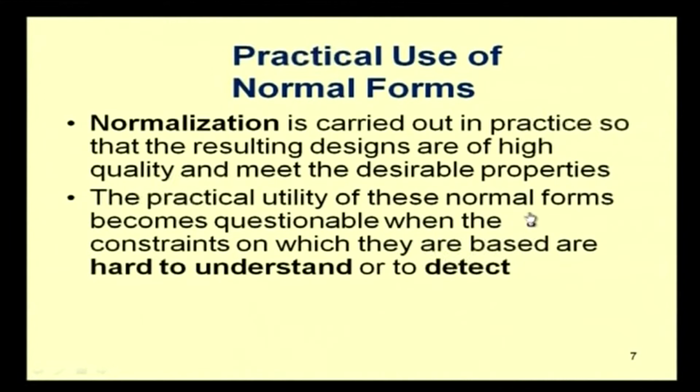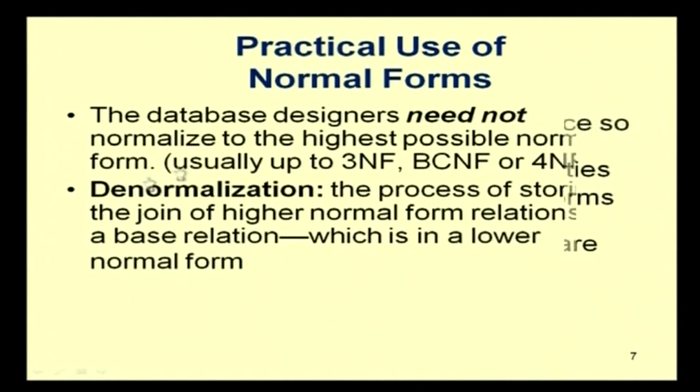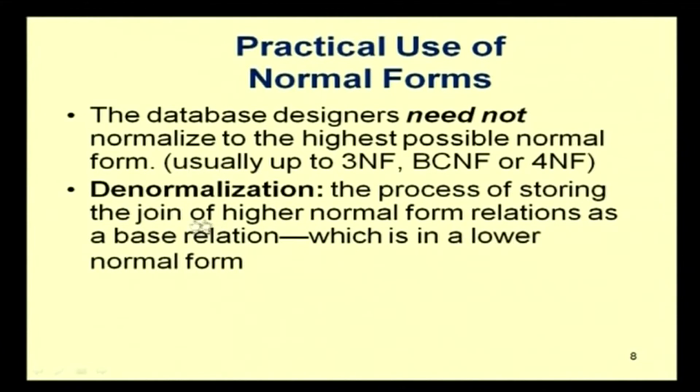The practical utility of these normal forms becomes questionable when the constraints on which they are based are hard to understand or to detect. So, the database designer need not normalize to the highest possible normal form. Normally, they go up to third normal form or Boyce-Codd normal form, very rarely up to fourth normal form. So, it does not go up to fifth normal form. And denormalization, the process of storing the join of higher normal form relations as a base relation, which is in lower normal form, is also sometimes done.